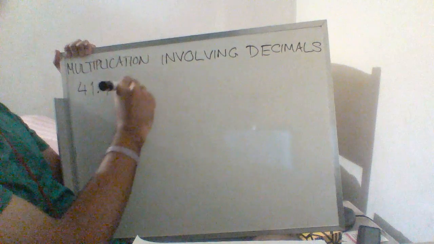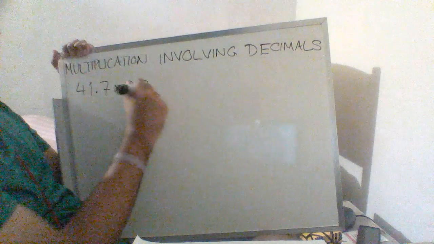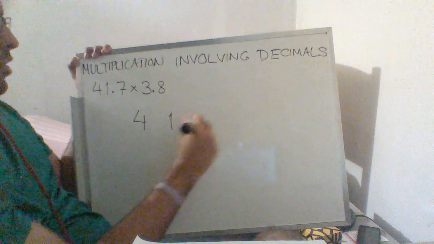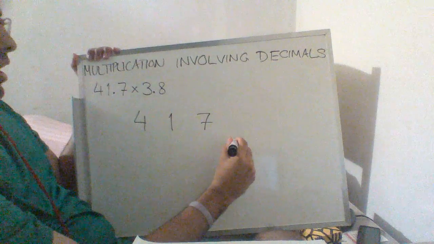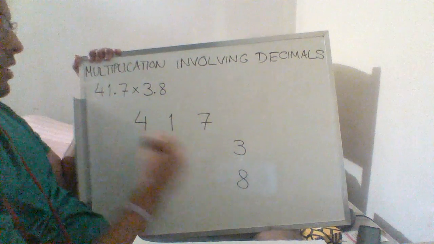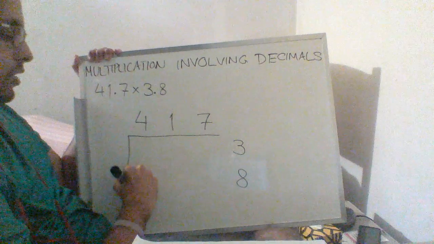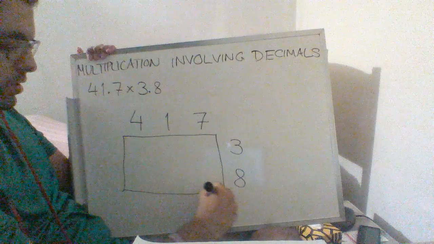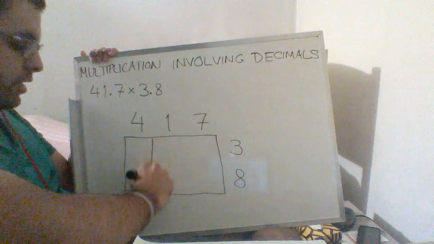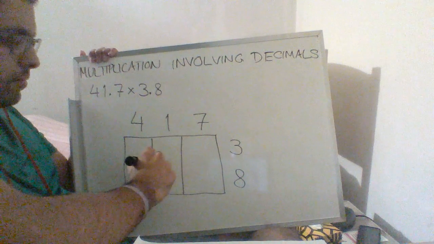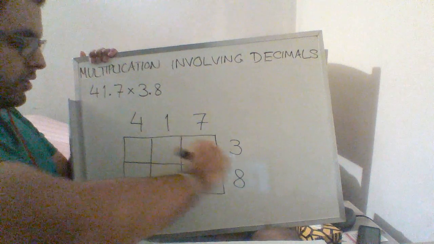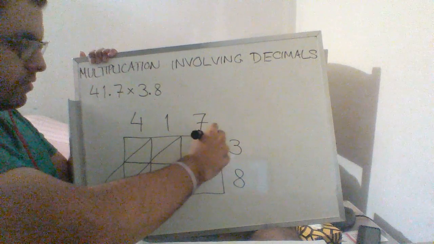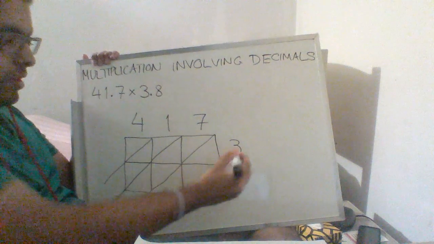41.7 times 3.8. So if you remember, when you set this up as a lattice, you're going to have the 4, the 1, and the 7 here, and you're going to have the 3 and the 8 down the side of your boxes, on the side of your lattice, right? So I'm going to put these boxes in here, right? And then we have these lines going like this, and then we have this going across. Those boxes are not an equal size, but we'll make do.